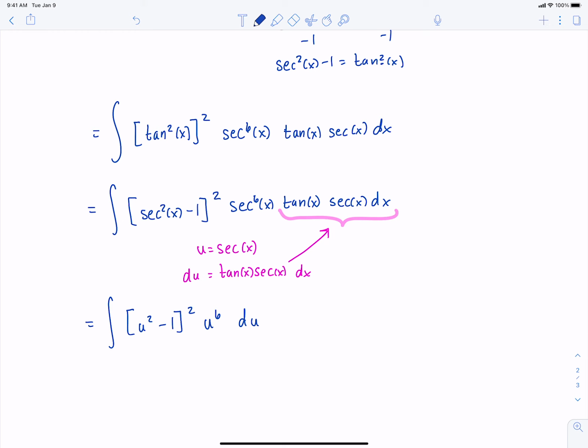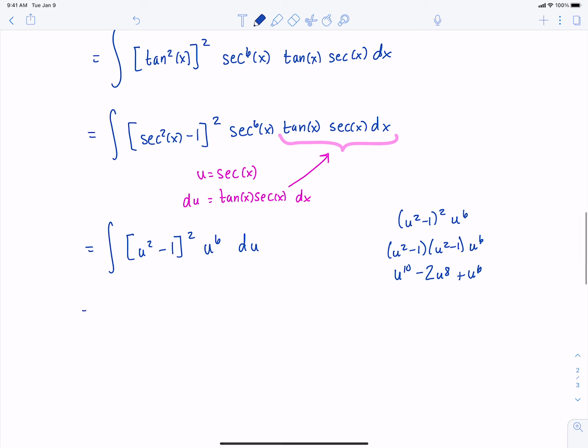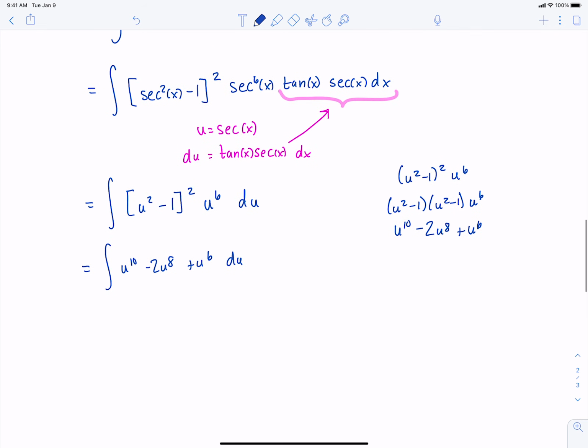So similar to what we did in the last video, I've got to take that u squared minus 1 squared times u to the sixth, and we've got to multiply this out. So I will save us a little bit and tell us that this is going to give us u to the 10th minus 2u to the 8th plus u to the 6th. That's what you get from FOILing all of that out and using the distributive property. So that we've just got a polynomial, and that really is the goal with all of these, is to leave this with a polynomial that we know how to take the integral of.